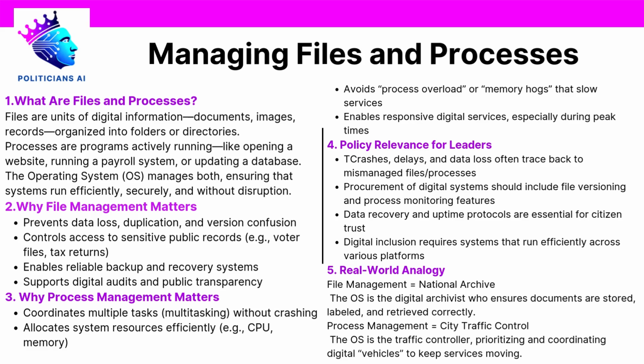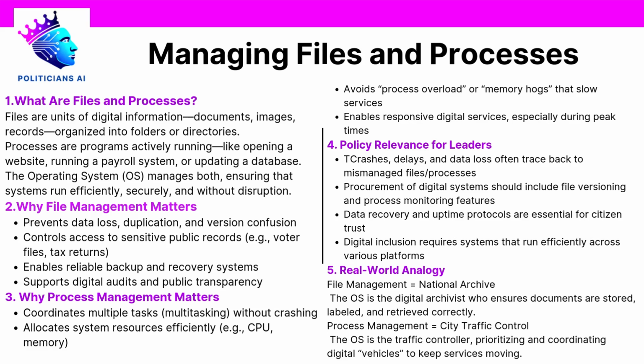Now, let's connect this to procurement and policy. When approving contracts for new government IT systems, ask whether the vendors use reliable process scheduling mechanisms. Do they monitor and limit resource use per process? Do they offer tools for diagnosing and recovering from crashes? Similarly, when evaluating proposals for digital transformation, make sure the team has a strategy for file versioning. This ensures that multiple drafts of a document are saved and traceable. Without it, public records can become corrupted or overwritten.